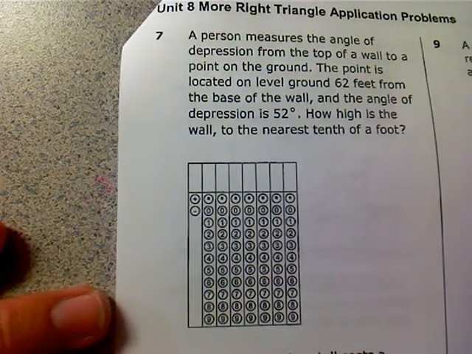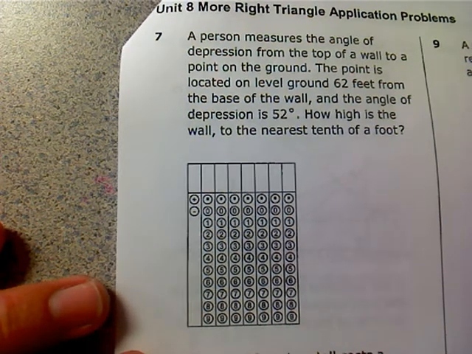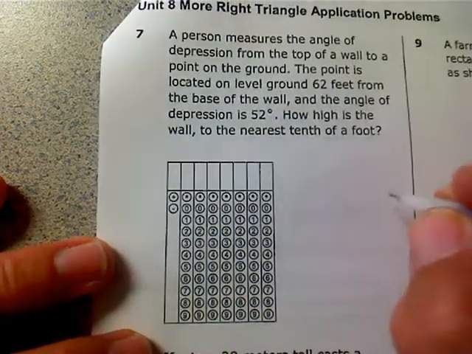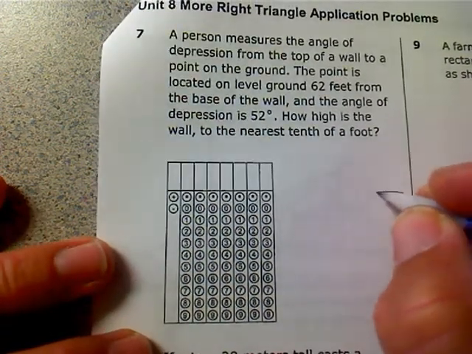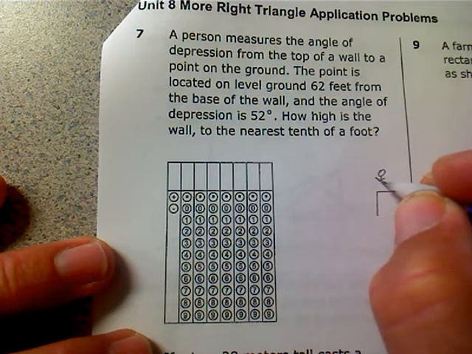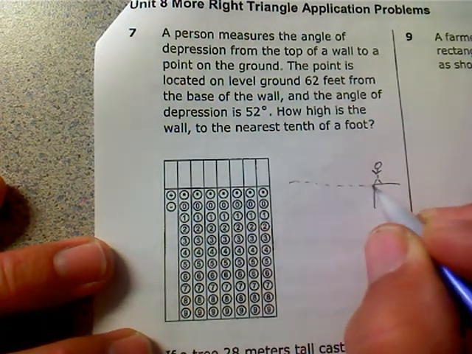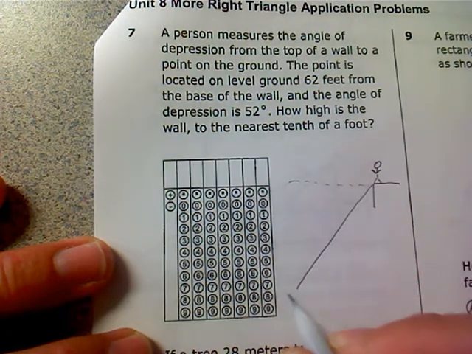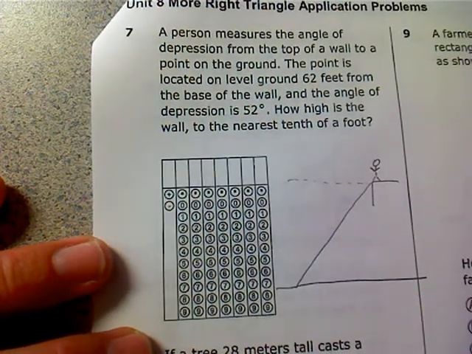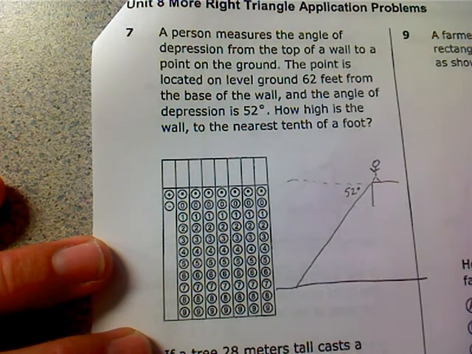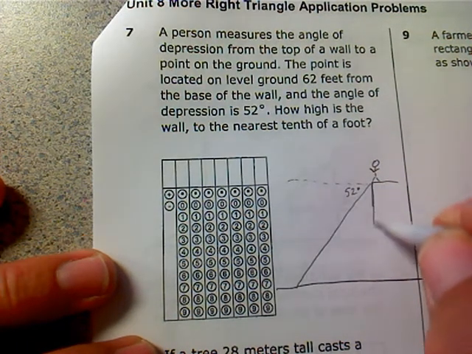So number 7 says a person measures the angle of depression from the top of a wall to a point on the ground. So I've got this person on the top of a wall. Here's the wall. Here's the person up here. And they've got this angle of depression. They're looking down here at the ground. And it says the angle of depression is 52 degrees. That's this number right here.